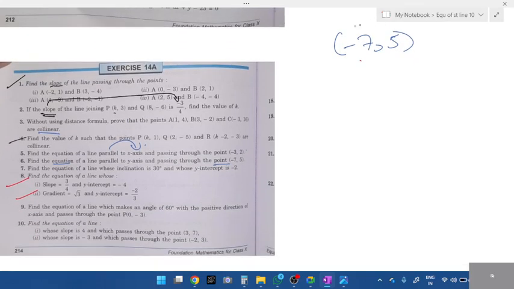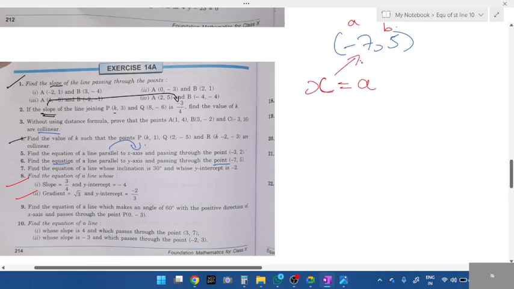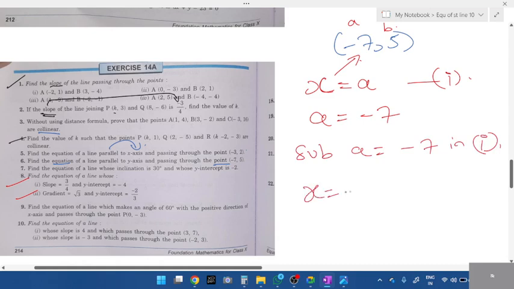y-axis. So for this point, you don't take x1, y1, take it as a and b. Whenever one point is given, if it is parallel to y-axis, then which axis do we give preference? We give preference to x-axis. X is equals to a. Right? A is equals to -7. This is the first equation. Then substitute a is equals to -7 in equation 1. Therefore, x is equals to -7. This is the answer, or you convert it, x plus 7 is equals to 0.